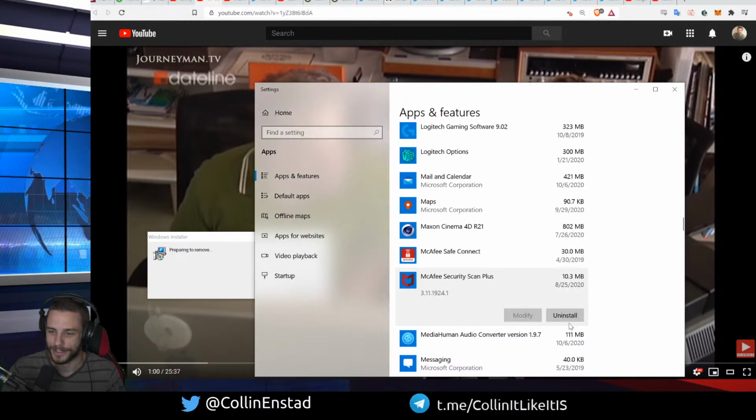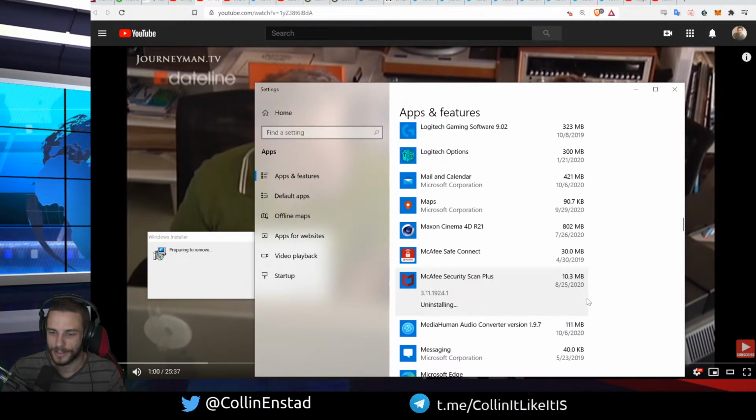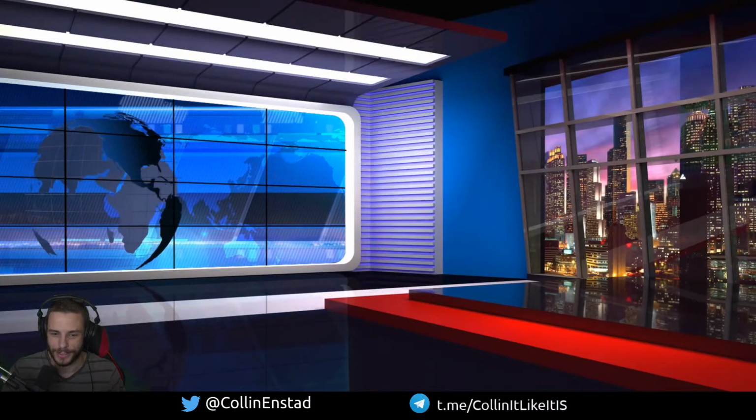Maybe it's not gonna be very nice. McAfee Security Scan Plus, definitely uninstall. Oh shit.